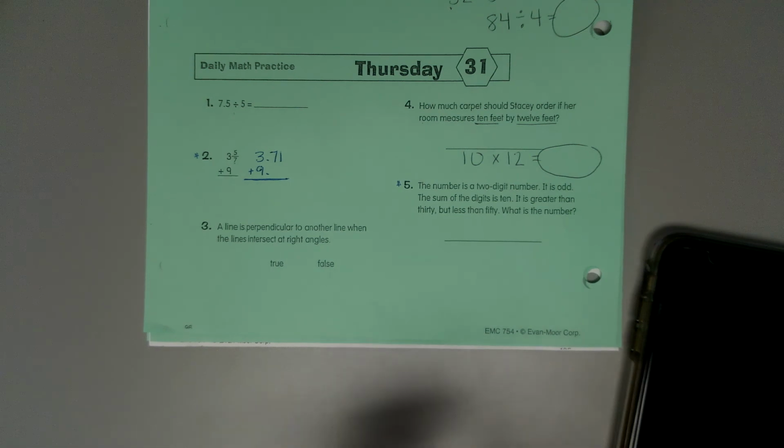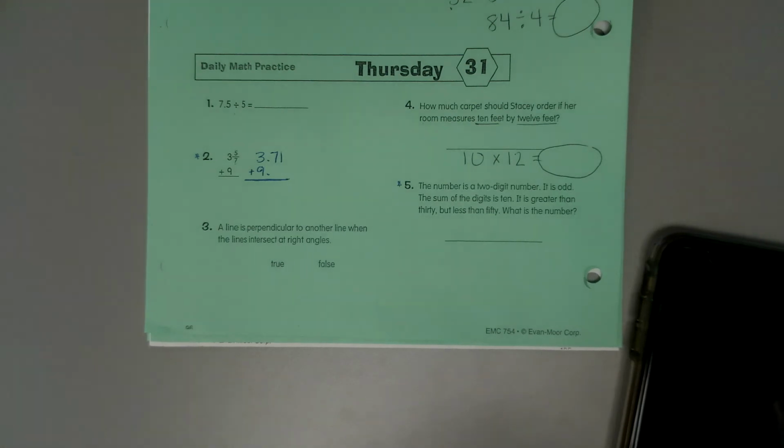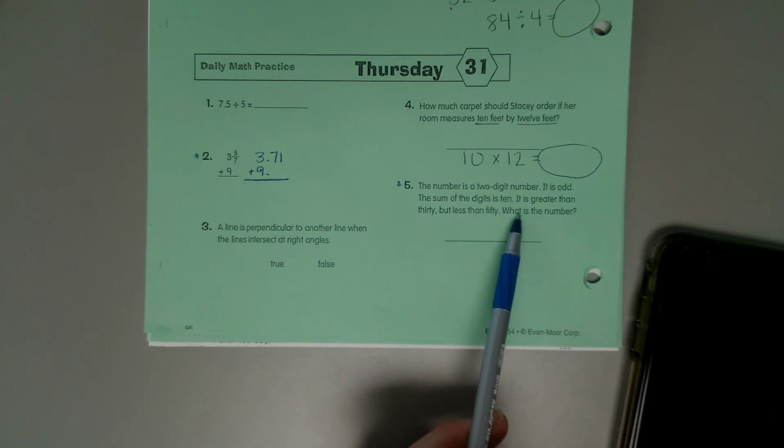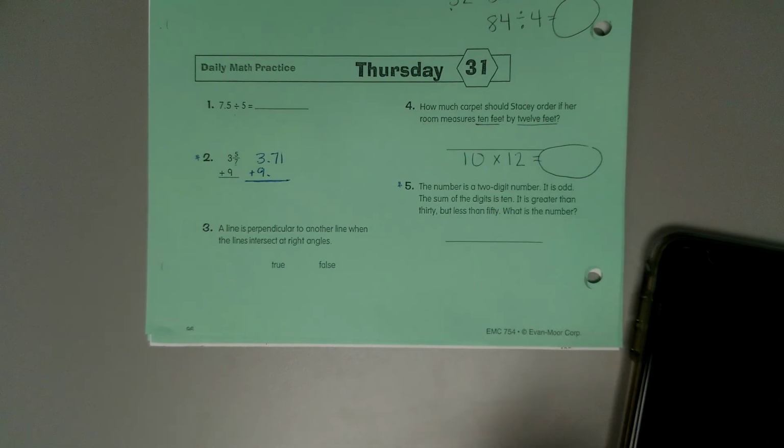And then lastly, number 5, I want to give you a clue on how to solve this. It's having you guess a number, and it says the number is a 2-digit number. So it has 2 digits. It is odd, and odd would mean it needs to end in a 1, 3, 5, 7, or 9. It is greater than 30, but less than 50, so it's somewhere in between 30 and 50. And the sum of the digits is 10. So when you add up those two numbers, they add up to 10.